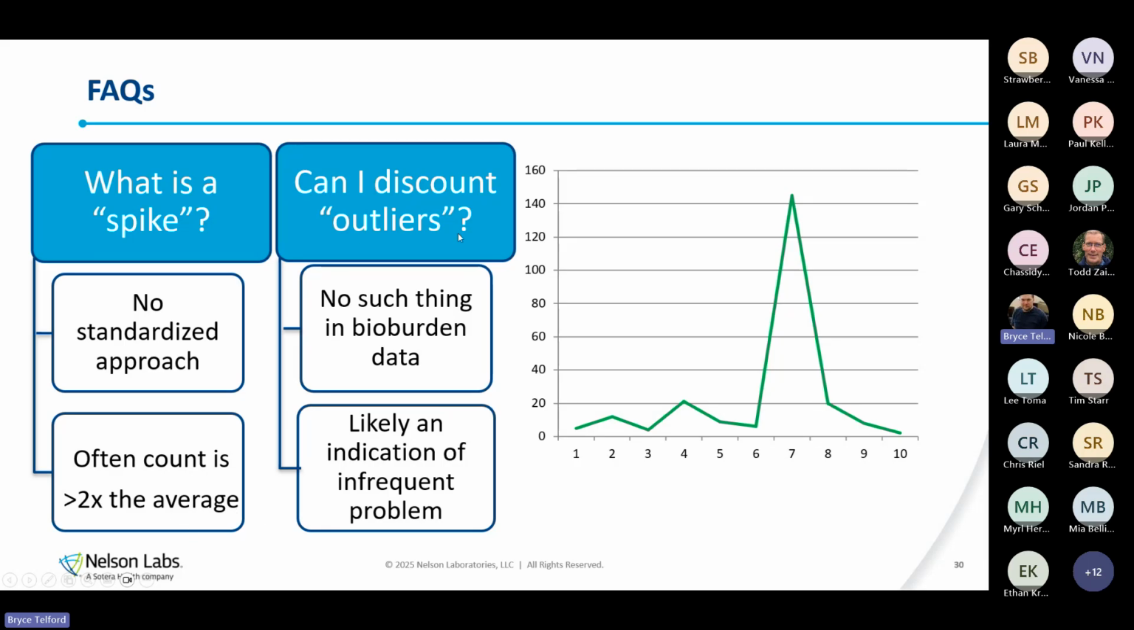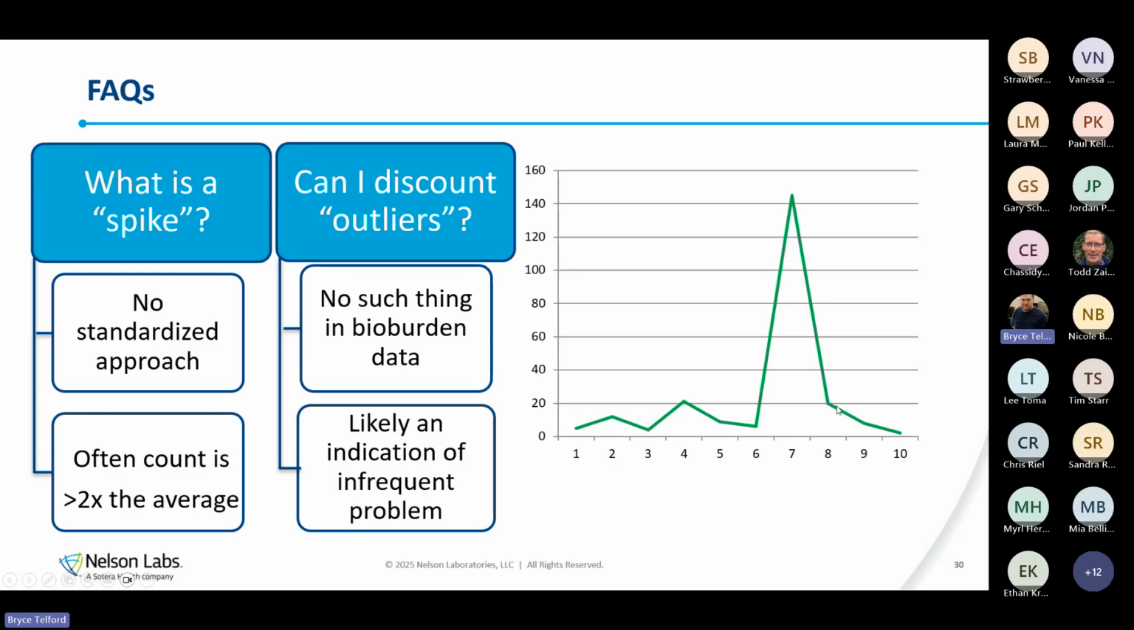So can I discount that spike as an outlier? And this is very important. With bioburden testing, there is no such thing in bioburden data as an outlier. This spike is likely an indication of an infrequent problem.